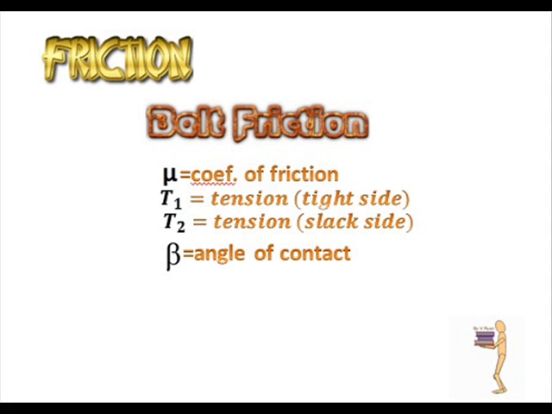For solving for the belt friction, the following variables must be considered. Mu for the coefficient of friction, T1 for the tension of the tight side, T2 for the tension of the slack side, and beta for the angle of contact.